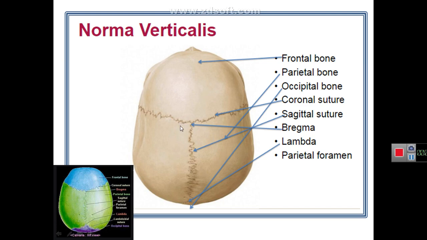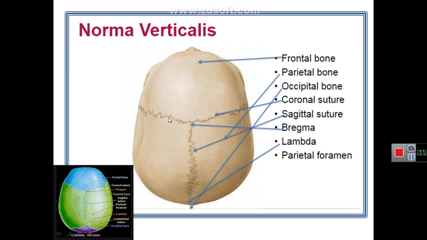Bones forming the norma verticalis are the frontal bone, right and left parietal bone, and occipital bone. These bones are also seen in this figure: the frontal bone, the right and left parietal bone, and posteriorly is the occipital bone. Features of the norma verticalis: anteriorly, the frontal bone shows prominences which are called the frontal prominences.